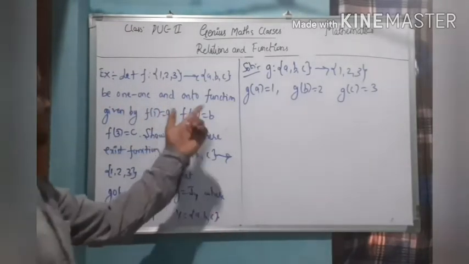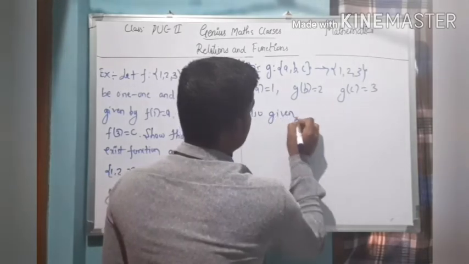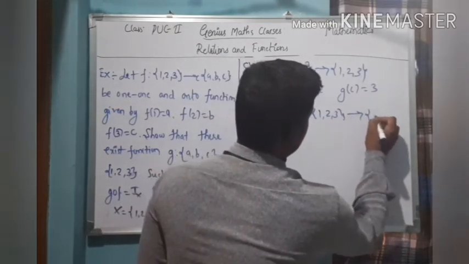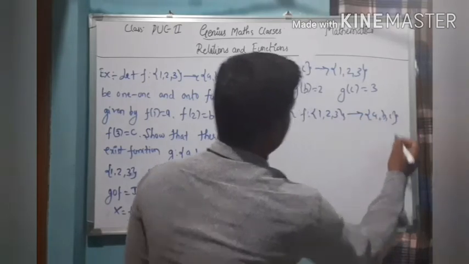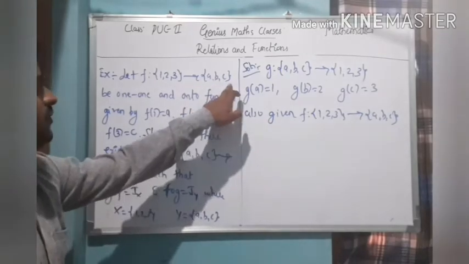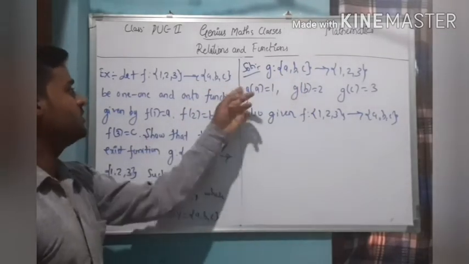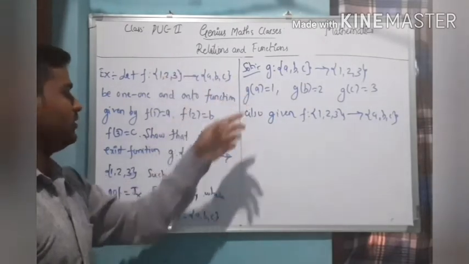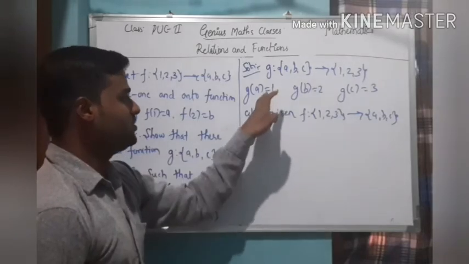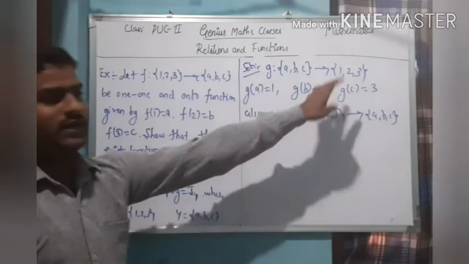Also given f from {1, 2, 3} to {a, b, c}, they give the function, and we need to show that there exists some function which is the reverse mapping from {a, b, c} to {1, 2, 3}. That is why I have defined g of a equals 1, g of b equals 2, g of c equals 3, which is also one-one and onto.